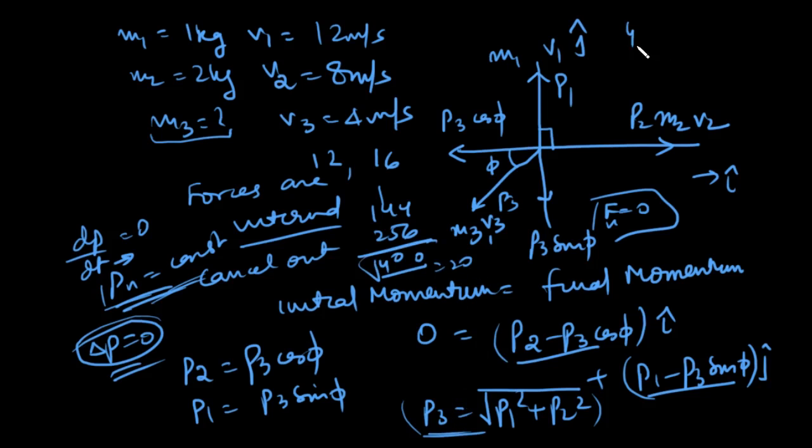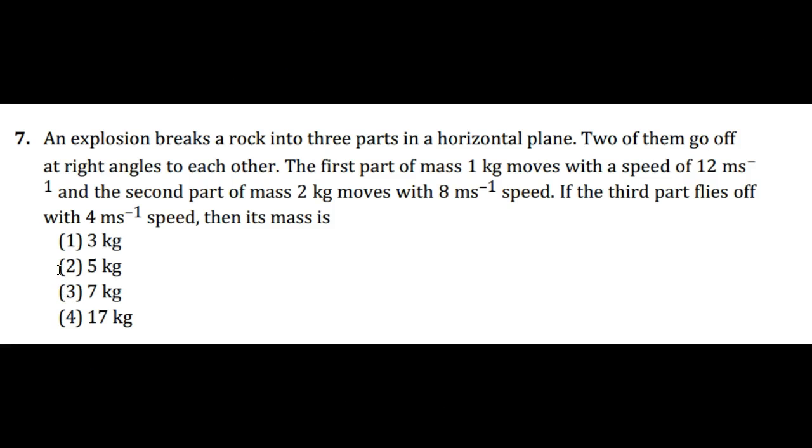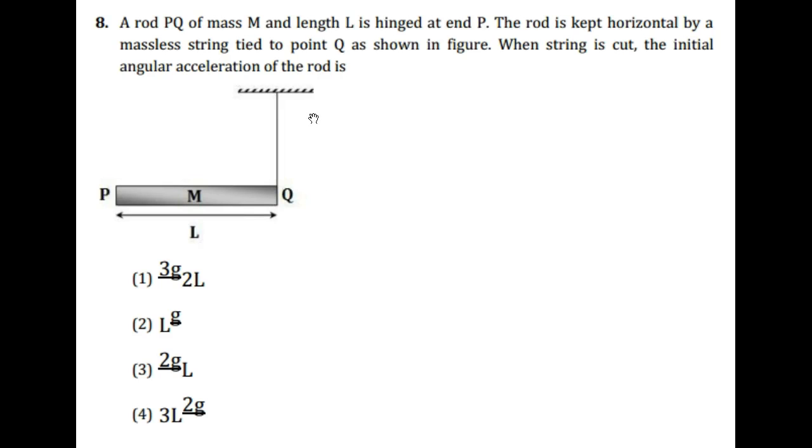What is P3? 4 times M3. This would be equal to 20. So this cancels out, M3 equal to 5. M3 is 5 kg. This is the answer. So the second option is my answer, M3 equal to 5 kg. Alright, so we move on to the next question.